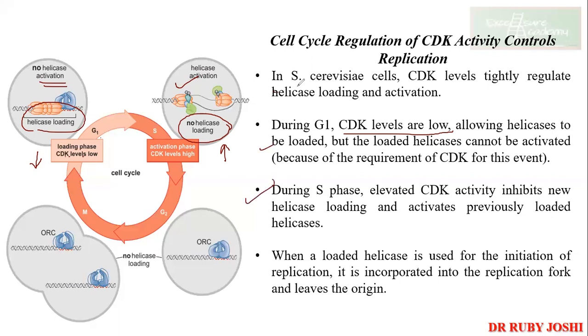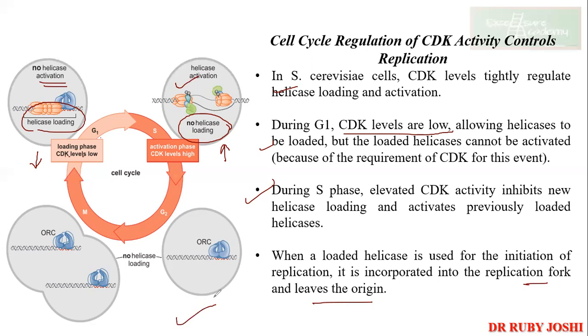So we all know this thing. Now, when a loaded helicase is used for the initiation of replication, it is incorporated into the replication fork and leaves the origin. You can see it over here. Of G2 phase, M phase, what is happening? You don't have any helicase loading. Why? Because CDK has made them inactive. Is this clear? It is just a repetition, but they have shown it properly in the figure so that it becomes more clear.